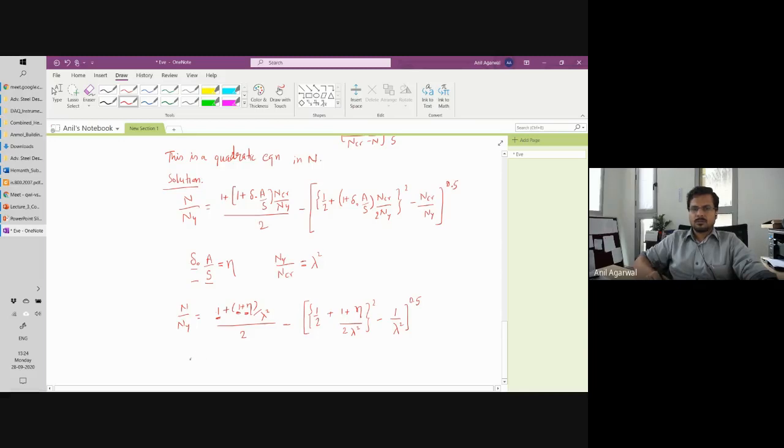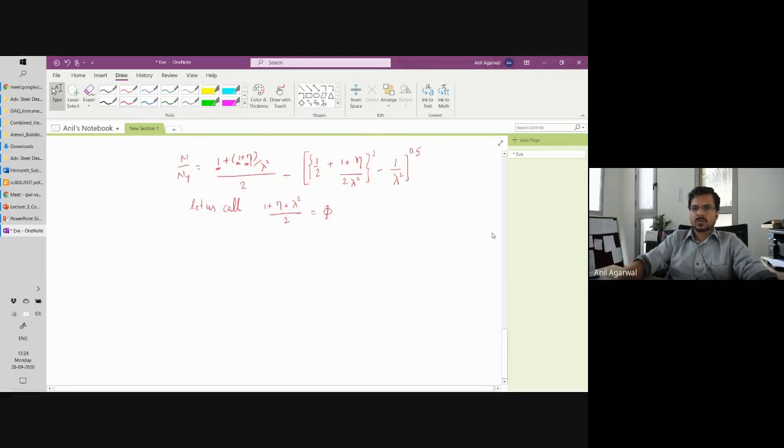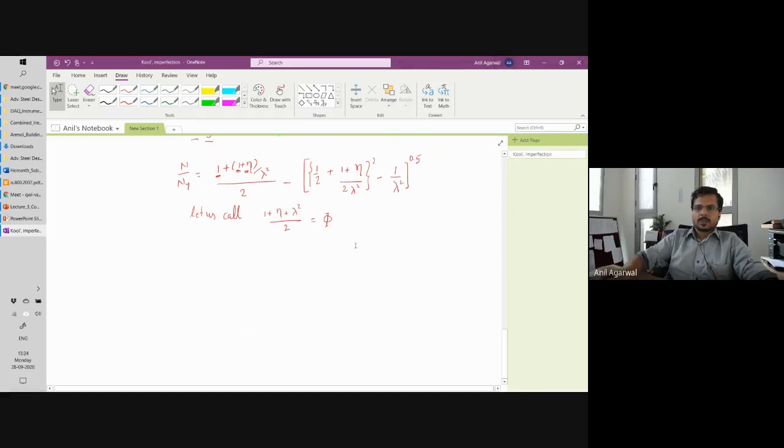So let's call 1 plus eta plus lambda square divided by 2 to be equal to phi. This is not the curvature phi, this is a different phi that we are using. This terminology is now getting closer to what we have in the Indian code. Okay, so let's call this phi.